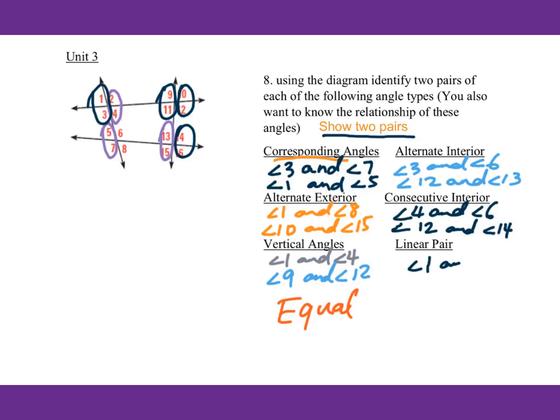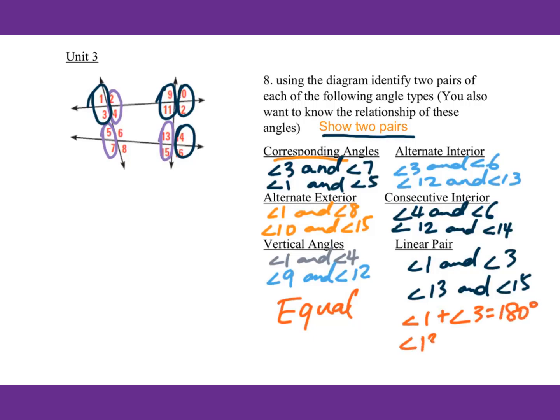So angle 1 and angle 3, angle 13 and angle 15, they add together equals 180 degrees. Angle 13 plus angle 15 equals 180 degrees.